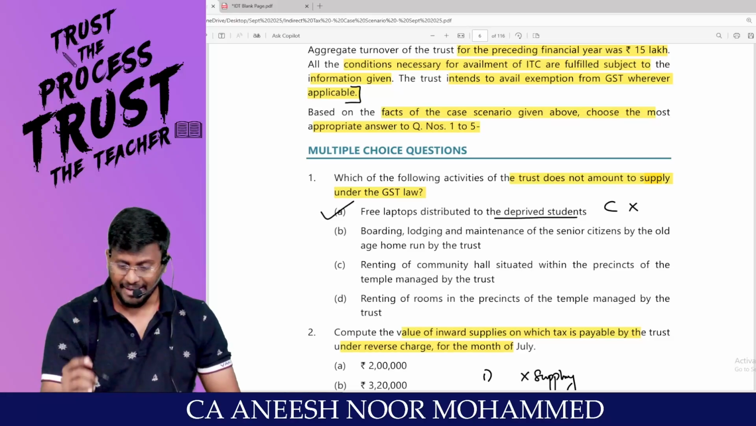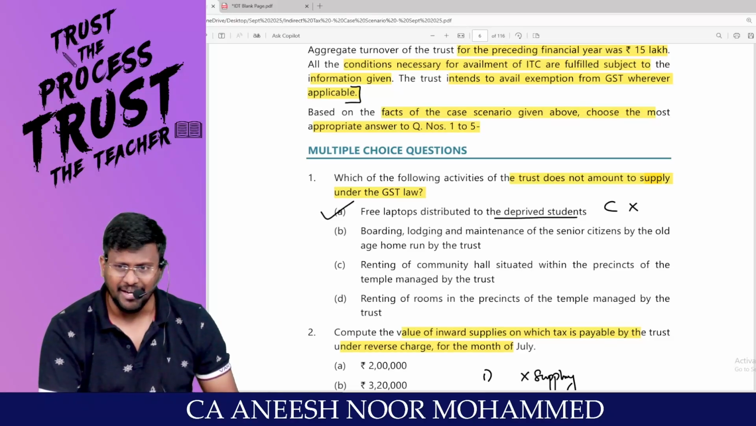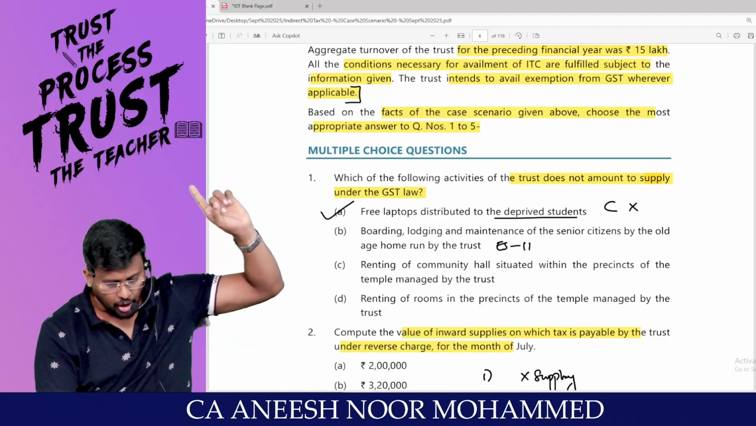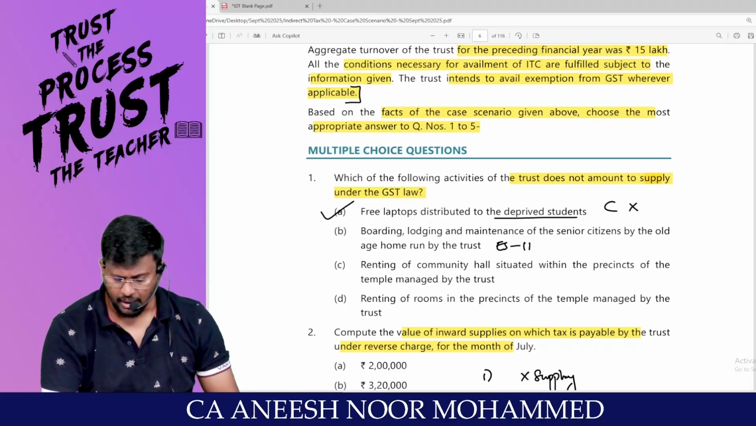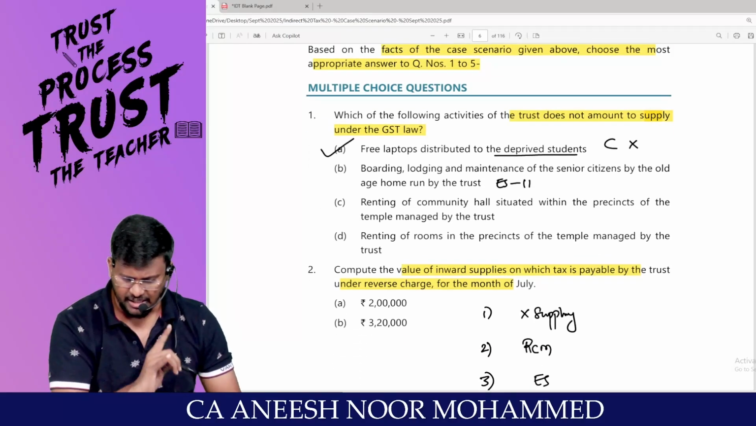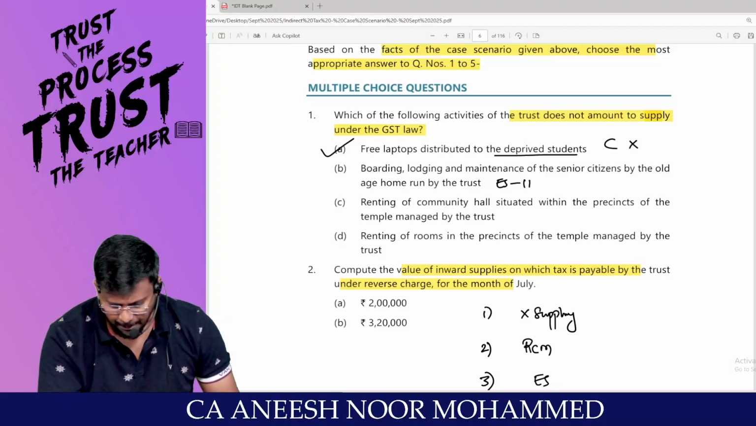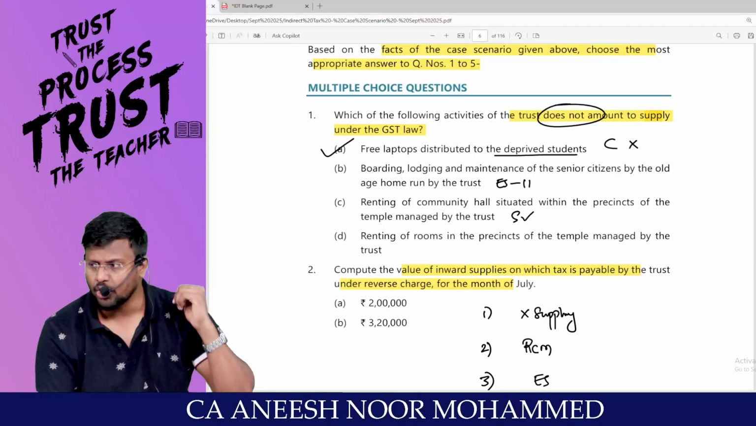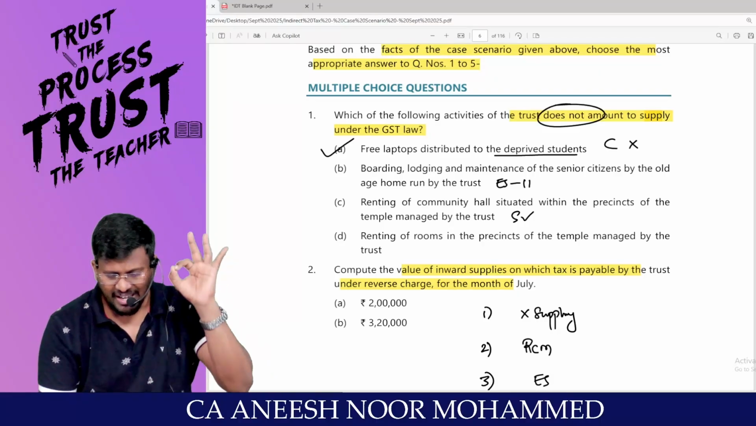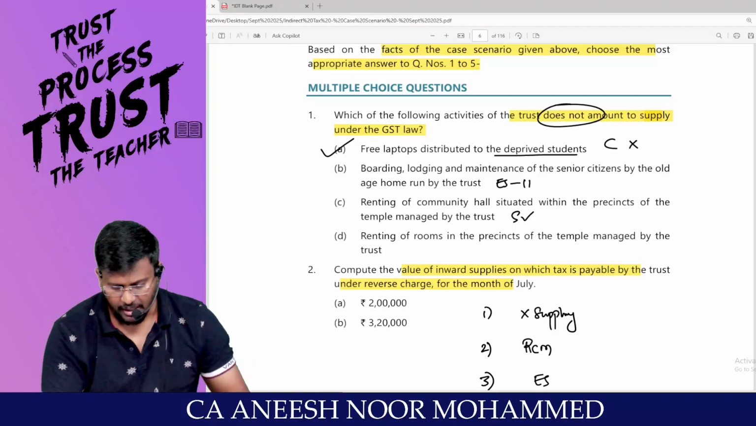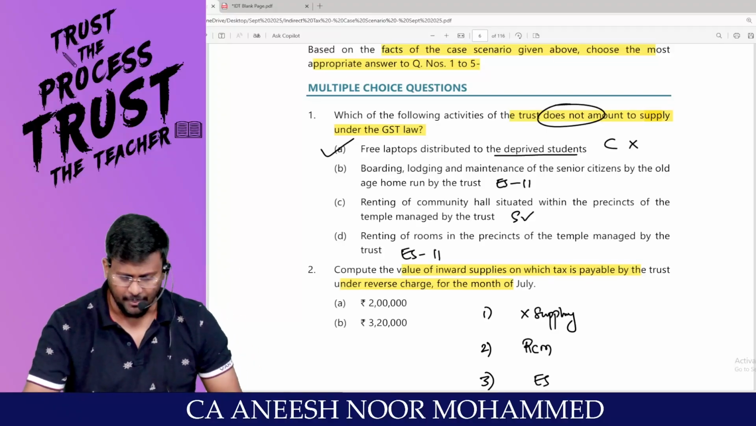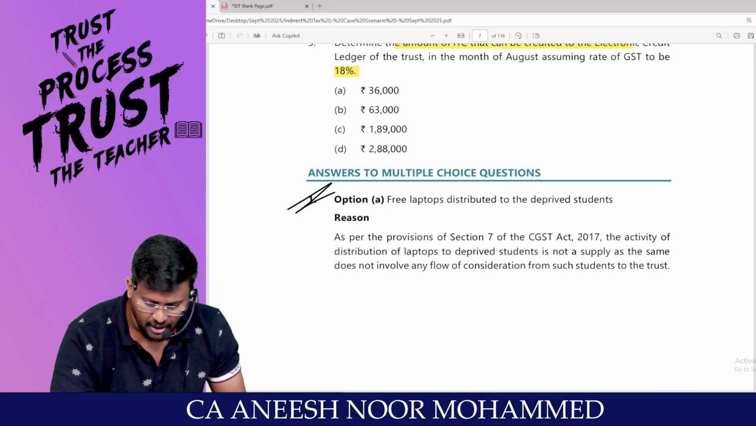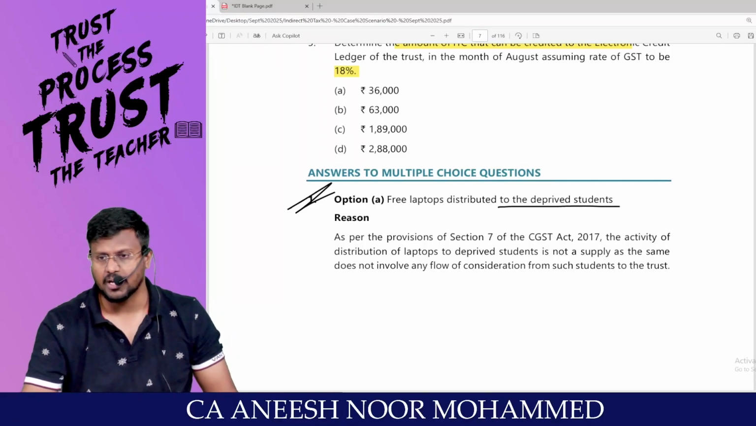Boarding, lodging, maintenance of senior citizens by an old age home run by the trust. It is a supply, but it is an exempt supply as per section 11. They are asking which is not at all a supply. Renting of community hall situated within the precincts of the temple managed by the trust. It is a supply. Are you all really with me? Sir, they are asking which does not amount to supply. The first one will not amount to supply. Renting of room in the precincts of the temple. It is a supply, but it is an exempt supply as per section 11. So the ideal answer should be option number 1 or A. Sir, option A, free laptop distributed to the deprived students. Are you really with me?